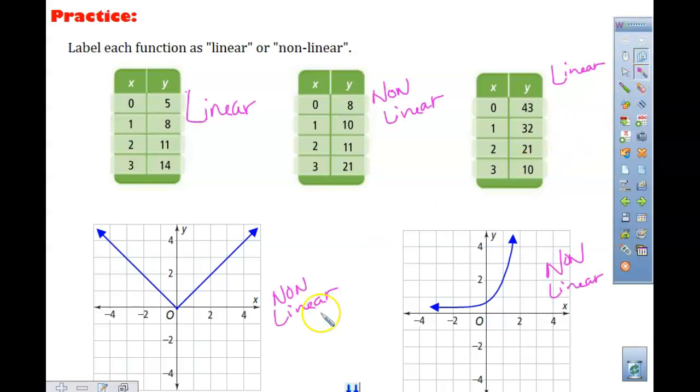So you can see at this point that I gave you the linear or nonlinear. Now the reason. Here, what is happening is we have constant addition of 3. So my reason might be adding 3 as a constant addition. As I look at this one being nonlinear, I might say because we added 2, then we added 1, not constant addition.